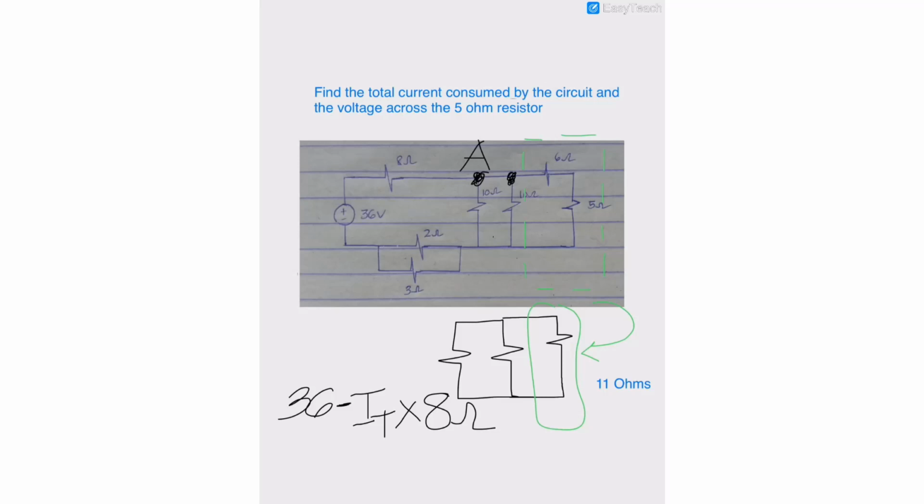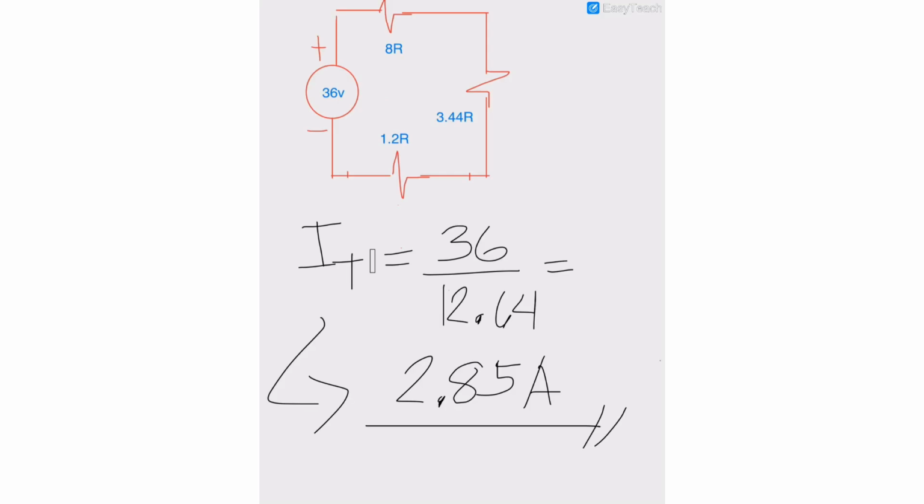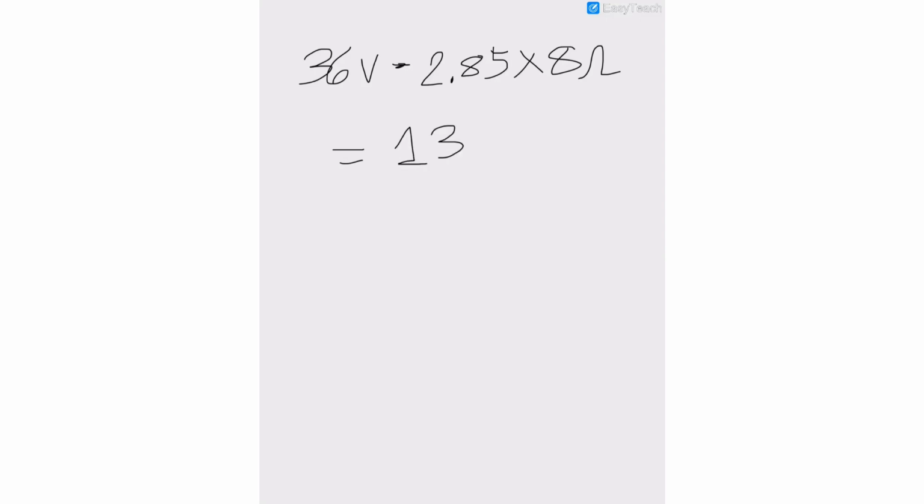So let's rewrite it in clean words. That is 36 volts minus IT, that is 2.85 amps, multiplied by the resistor 8 ohms. The answer is 13.2 volts at node A. 13.2 volts.